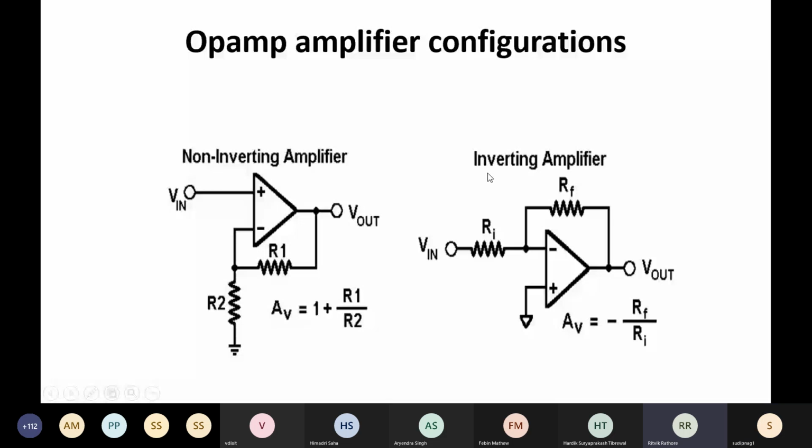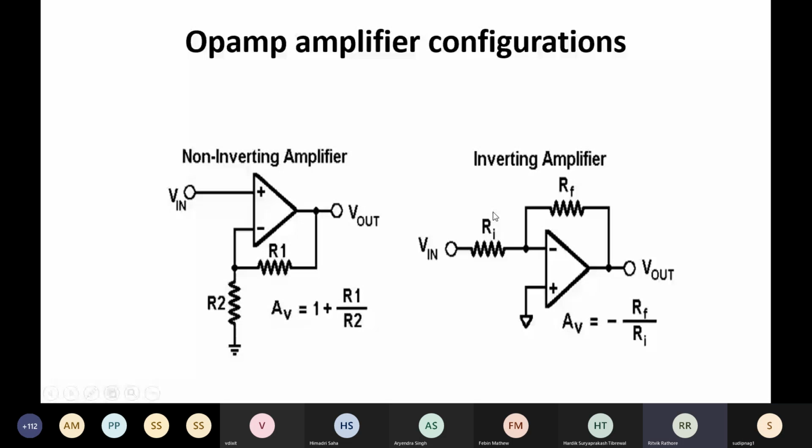Now, similarly, we have inverting amplifier configuration. Inverting because input is connected to inverting terminal of op-amp. And here also we have a negative feedback by connecting this RF resistance from output terminal to inverting terminal. The non-inverting terminal is simply grounded. So in such case, the output will be 180-degree out of phase with respect to input, as the gain is negative here, which is minus RF divided by Ri. That is minus feedback resistance divided by this resistance Ri.